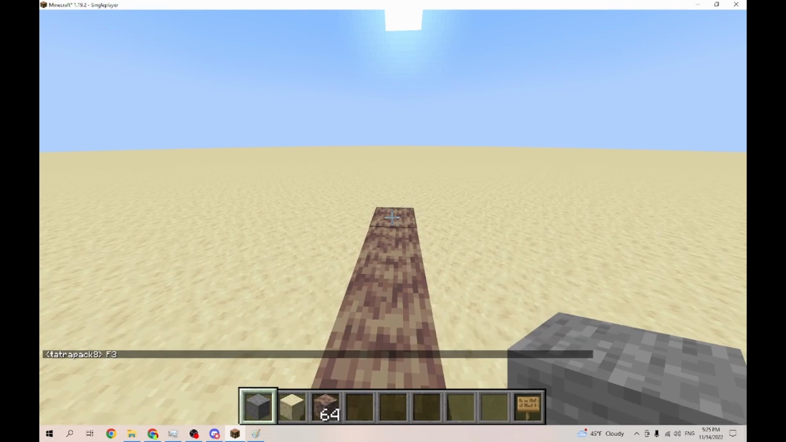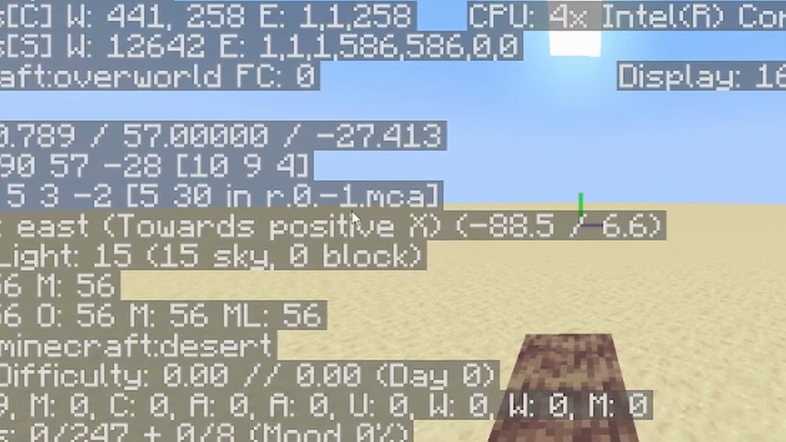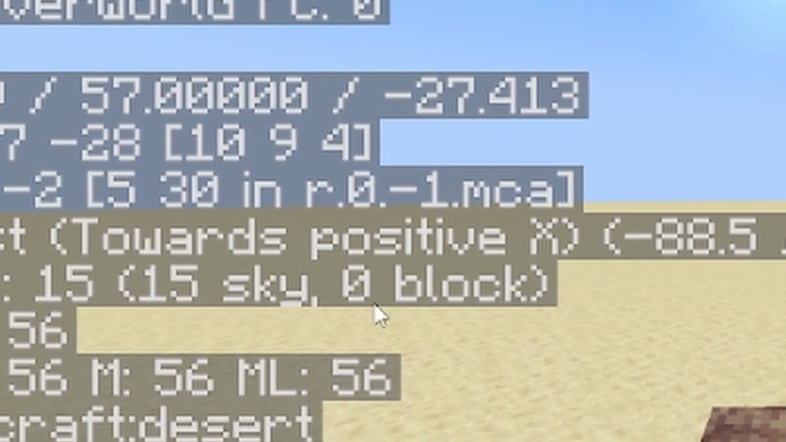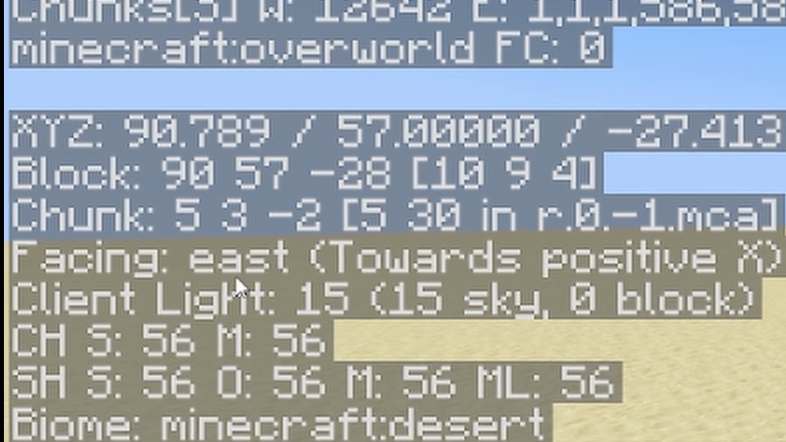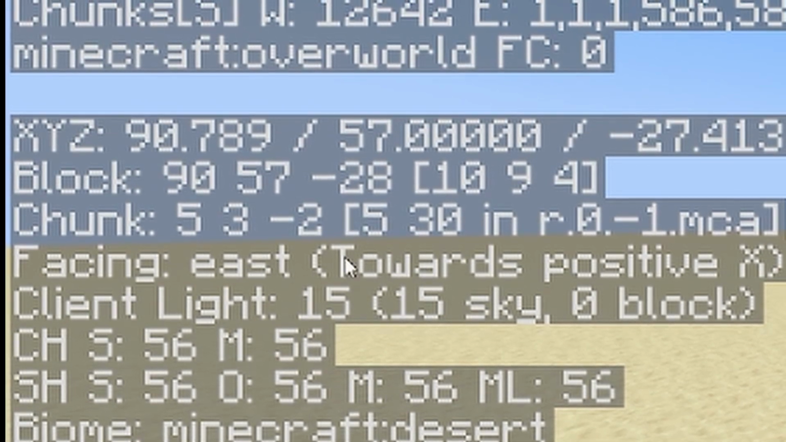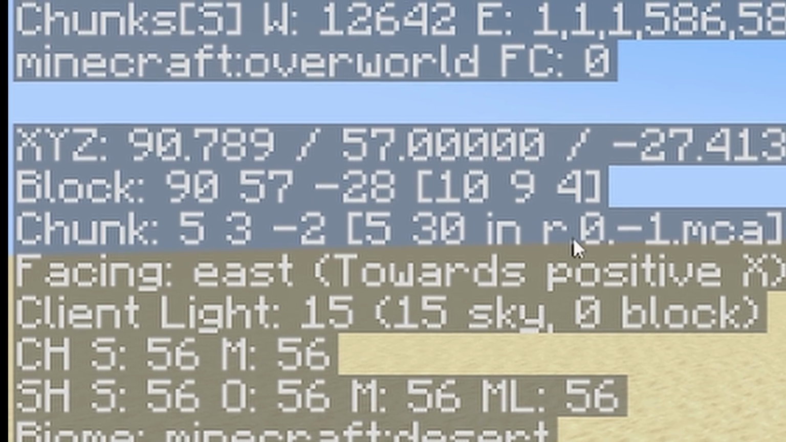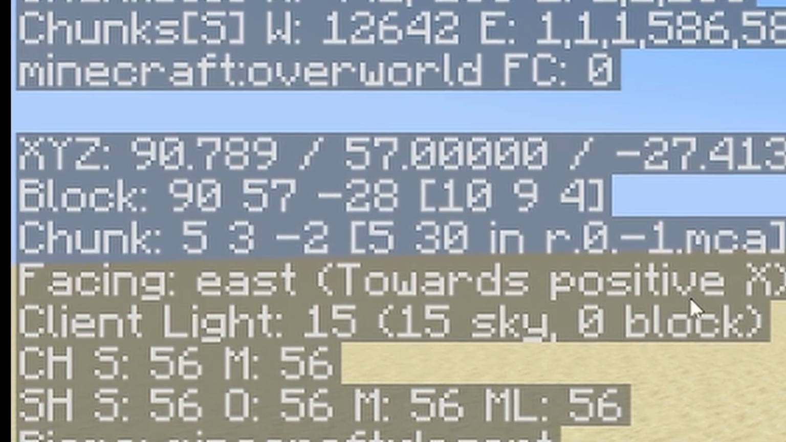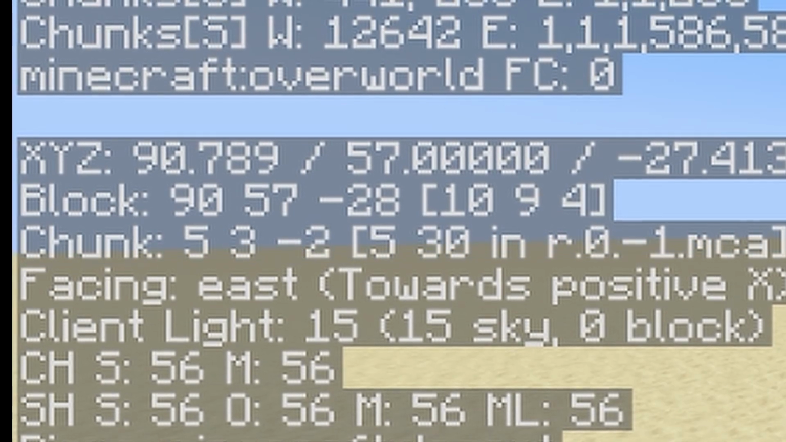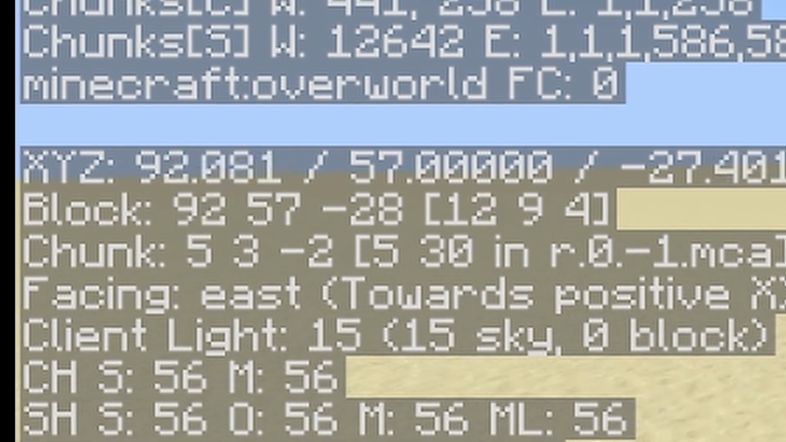We press the F3 button, and here, I'm gonna zoom in. Here we see facing east toward, and these brackets are very important for us, towards positive X. Now, what this means is that if I go in this direction, the X coordinate, the X variable, will start getting higher. Now, what does that actually mean?